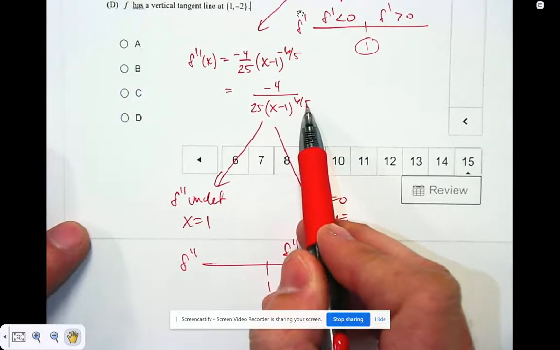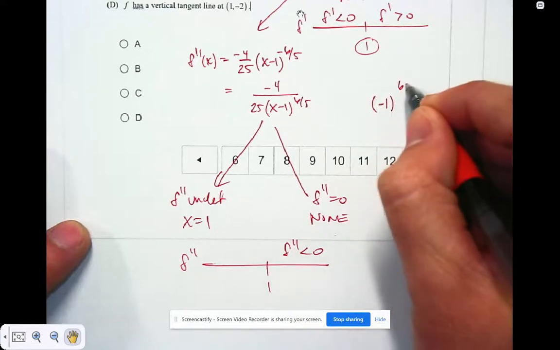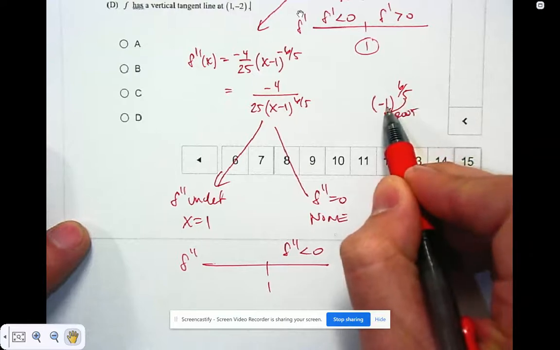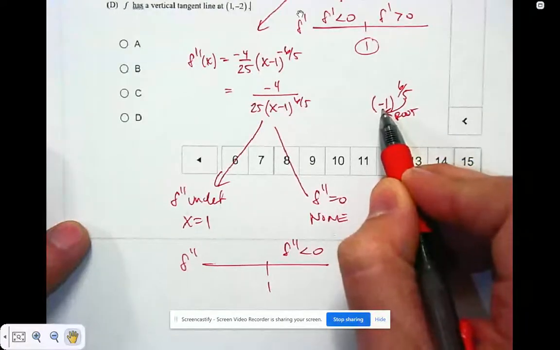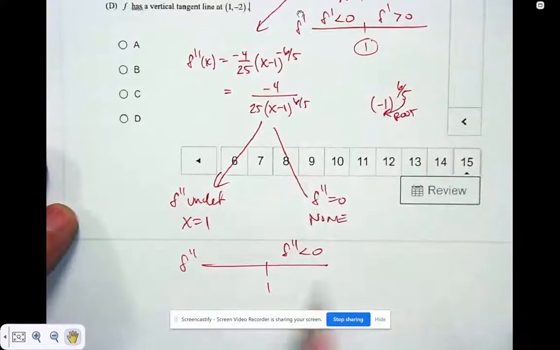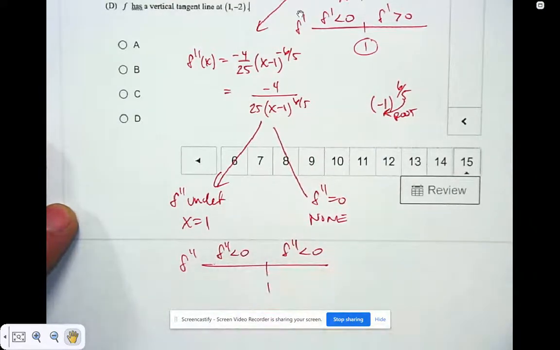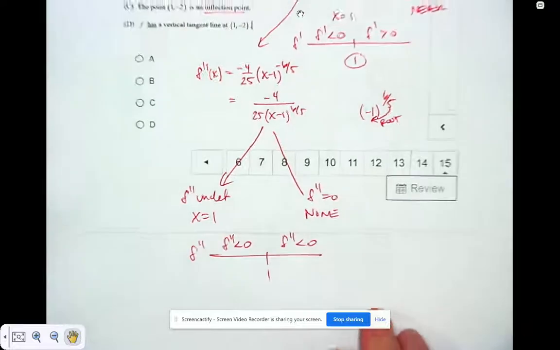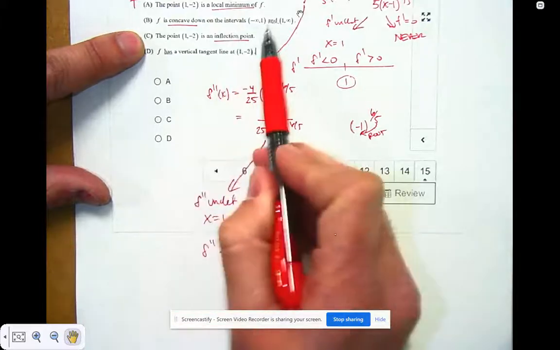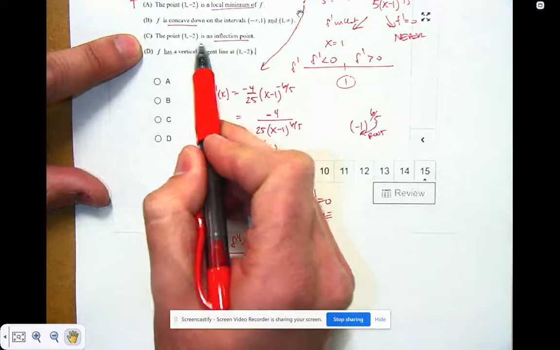Now be careful here. Okay? Negative 1 to the 6/5. The bottom number is the root. When you take the fifth root of negative 1, you get a negative number. But then what are you going to do? You're going to raise it to an even power, which will always make that positive. And so this ends up being negative divided by positive, which is negative. Okay? And so right there, what happened? It says f is concave down from negative infinity to 1 and 1 to infinity. Yep. The point 1, negative 2 is an inflection point.